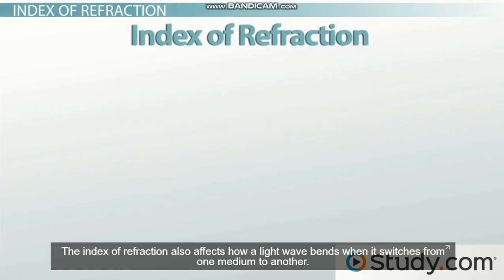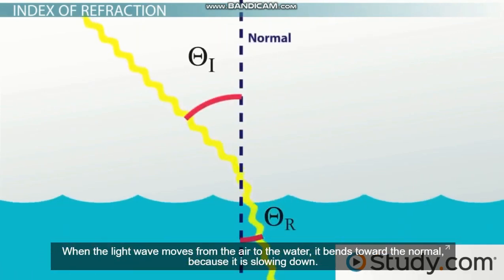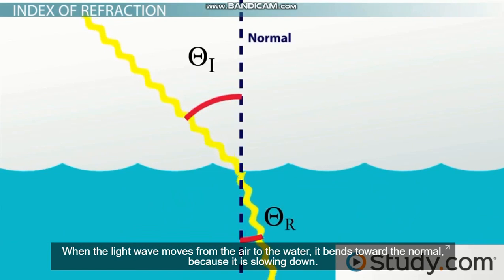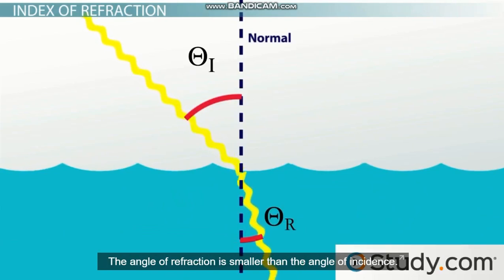The index of refraction also affects how a light wave bends when it switches from one medium to another. When the light wave moves from air to the water, it bends toward the normal because it's slowing down. The angle of refraction is smaller than the angle of incidence.